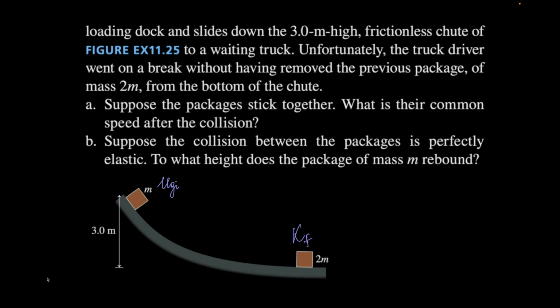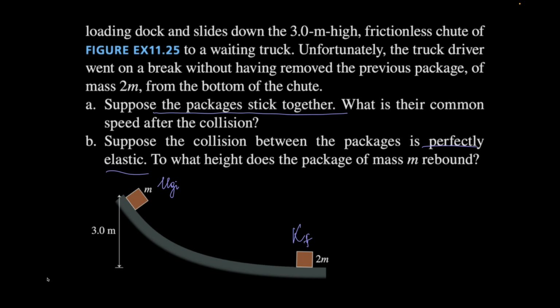We need to figure out the common speed after the collision if the packages stick together. That means that the collision is perfectly inelastic. And then in B, it gets a little more complicated. They're saying that it's perfectly elastic, which means kinetic energy will be conserved. And another thing, as you remember from our lab, approach velocity equals separation velocity.